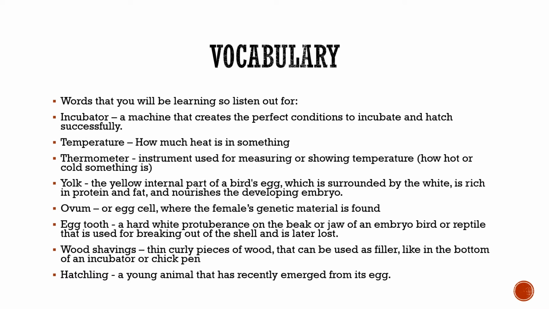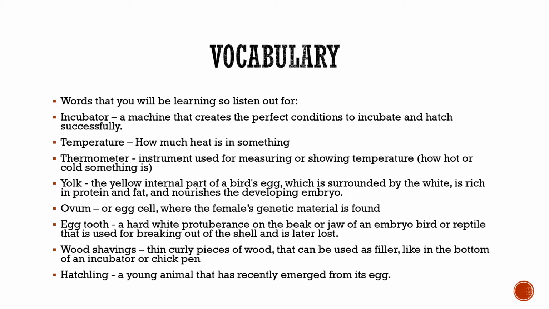All right, so some words that you should have learned this week are our vocabulary words. We have incubator. That's a machine that creates the perfect conditions to incubate and hatch successfully. Temperature, which is how much heat is in something. Thermometer. That's an instrument used for measuring or showing temperatures, how hot or cold something is. Yolk, the yellow internal part of a bird's egg, which is surrounded by the white. It's rich in protein and fat and nourishes the developing embryo. An ovum is the egg cell. That's where the female's genetic material is found.